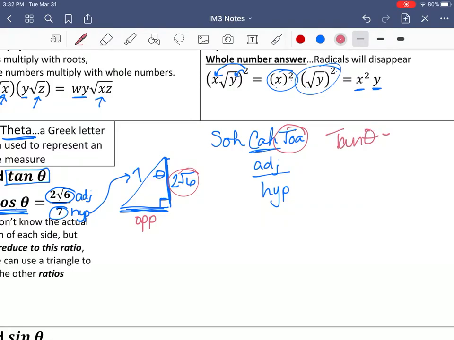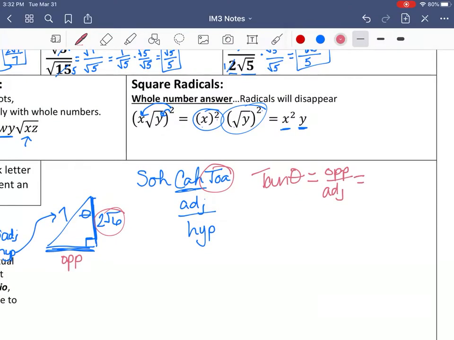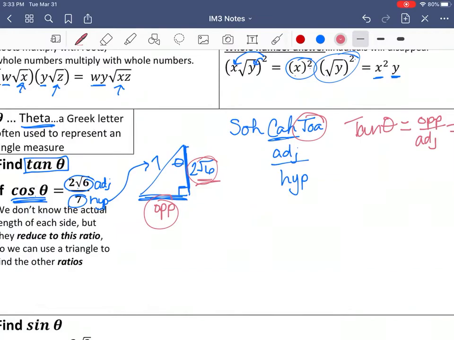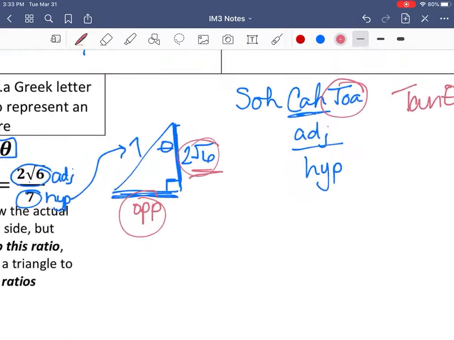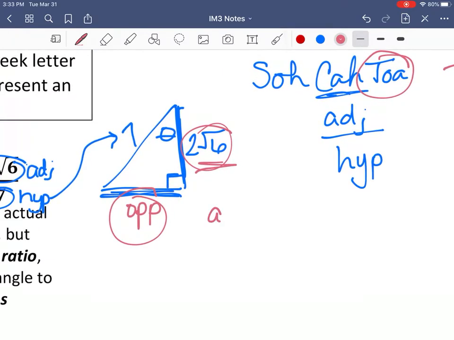Tangent of theta is going to be equal to opposite over adjacent. So I know that the adjacent is currently 2 rad 6. I don't know what the opposite is, though, from over here. So what I need to do, and you saw this on last night's homework, is if you know two sides of a right triangle, the way you find the third side is Pythagorean theorem.